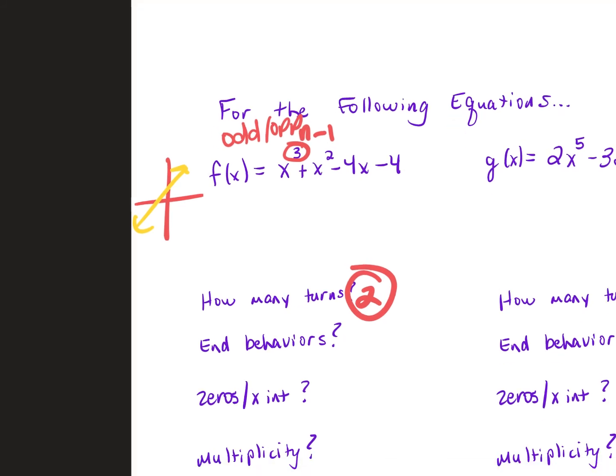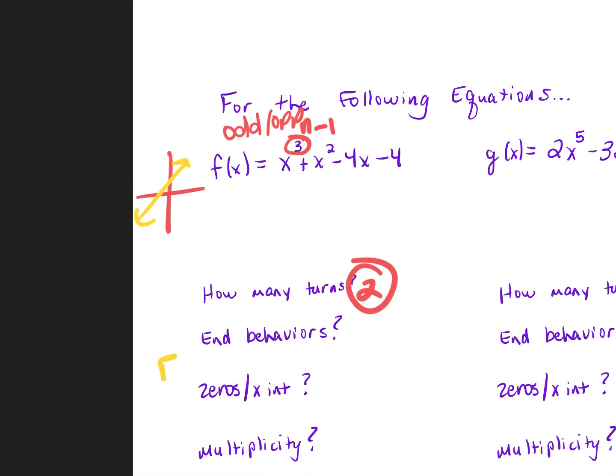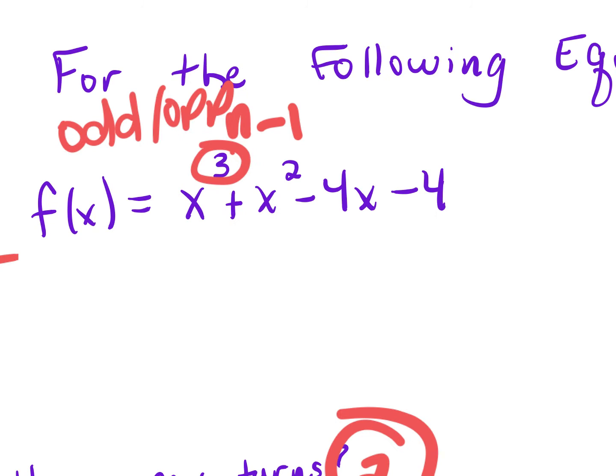What's going on the left-hand side? It's falling left and doing what? Rising on the right. Good. Now, how do we find zeros, guys? Set the equation equal to 0. We're going to have to factor here. So you have x cubed plus x squared minus 4x minus 4 equals 0.